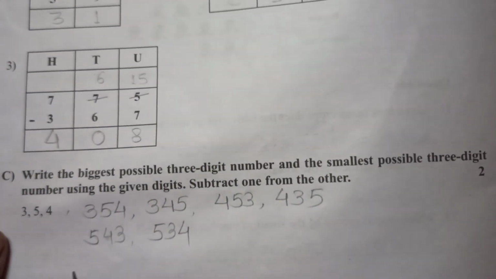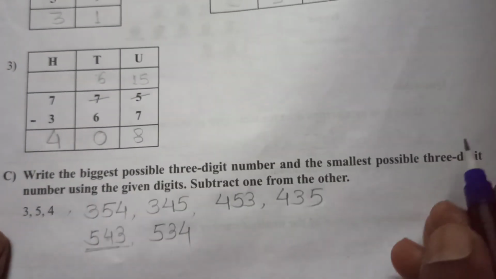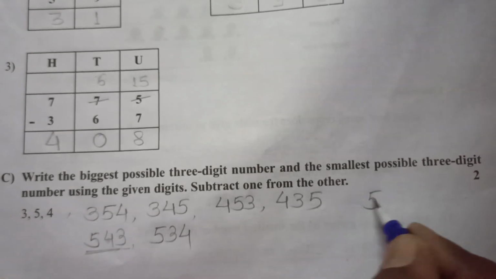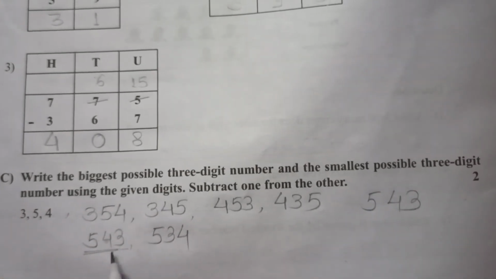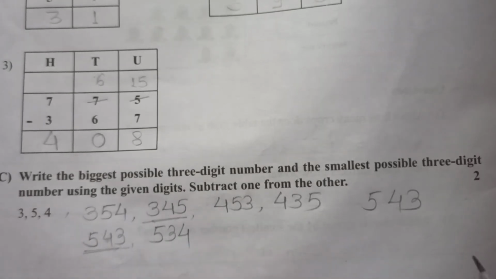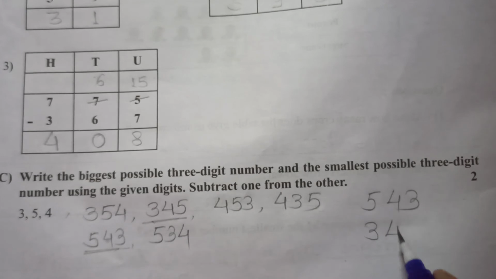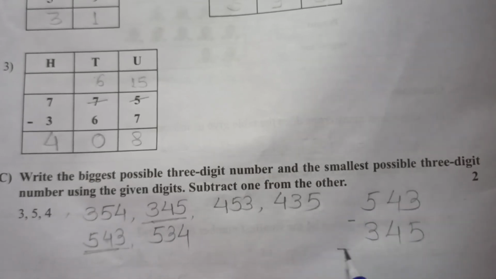And observe here, which is the biggest 3-digit number? See this, 543. Then see right here, 543. And which is the smallest number here? See this, 345. 345. And see, subtract this.